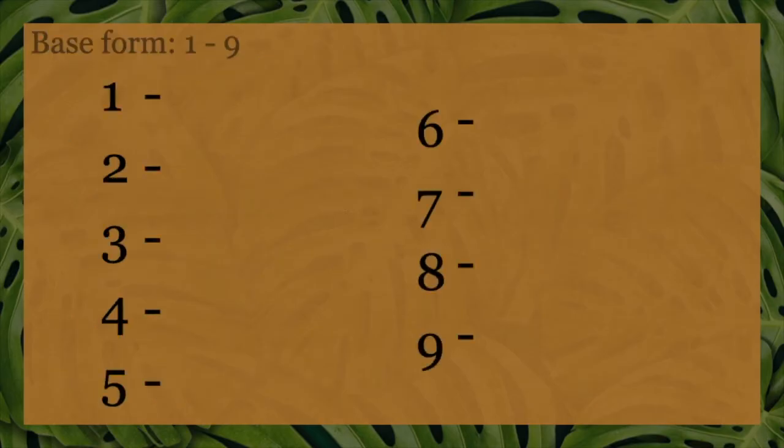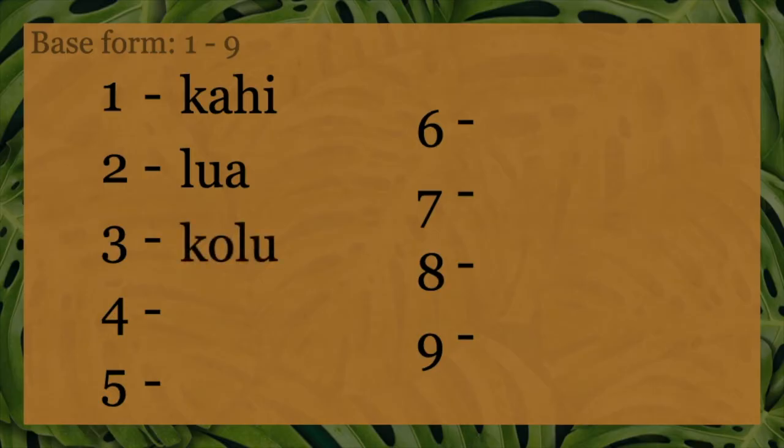So looking at the base forms of the numbers 1 through 9, think about base forms as building blocks, and we'll talk a little bit more about how we use the building blocks. But let's just learn the base forms for now. 1 is kahi. 2, lua. 3, kolu. 4, ha. Notice the kahako over the a. 5, lima.